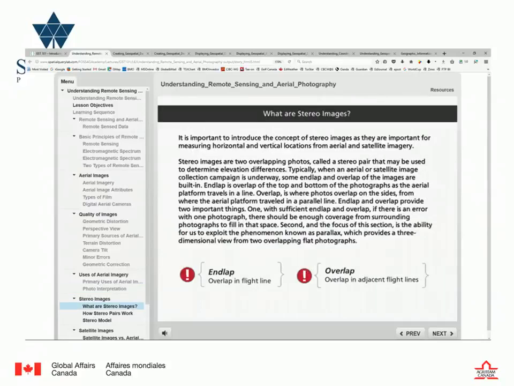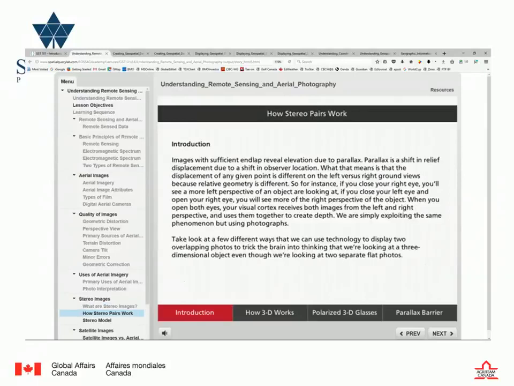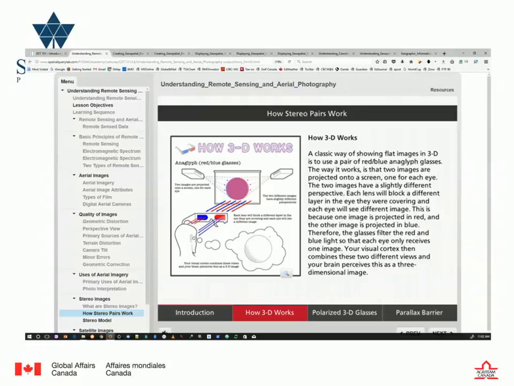End lap and overlap. Okay, when we did the autonomous flight planning with DroneDeploy, if you remember, each photo overlaps the other photo. You need overlap to generate the mosaic, and then you got what is called overlap and end lap.